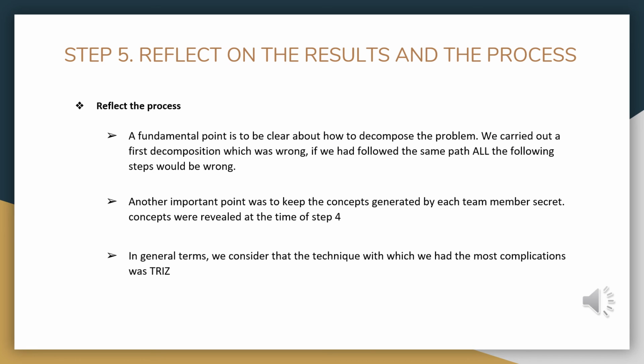And finally, step 5, reflect on the results and the process. First, we're going to reflect on the process. A fundamental point is to be clear about how to decompose the problem. We carried out a first decomposition which was wrong. If we had followed the same path, all the following steps could have been wrong. Another important point was to keep the concepts generated by each team member secret. And finally, in general terms, we consider that the technique with which we had the most complications was TRIZ.